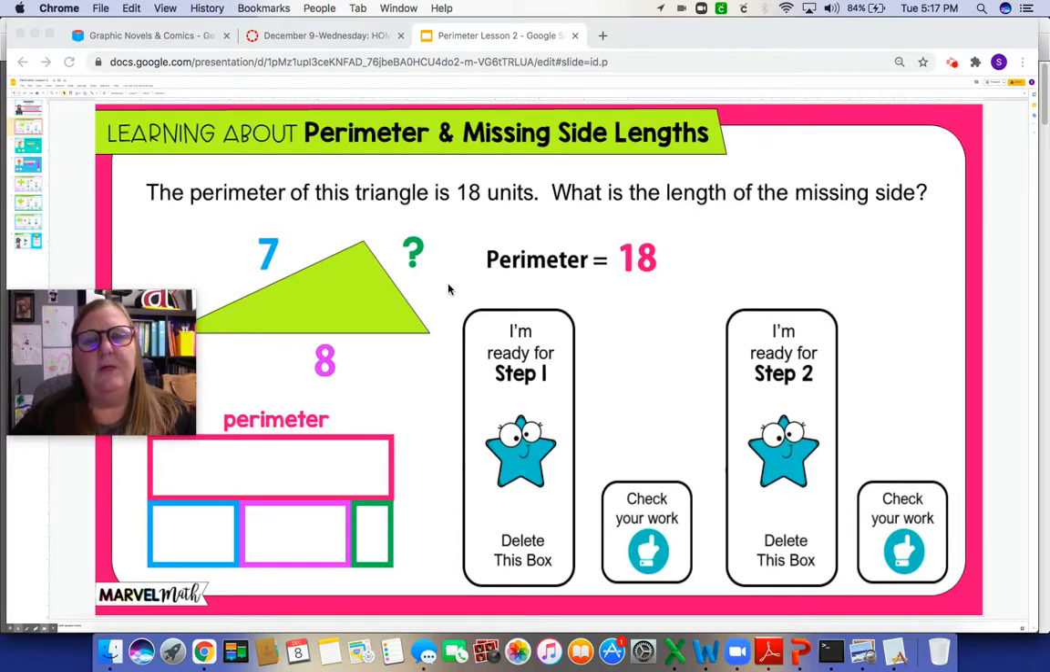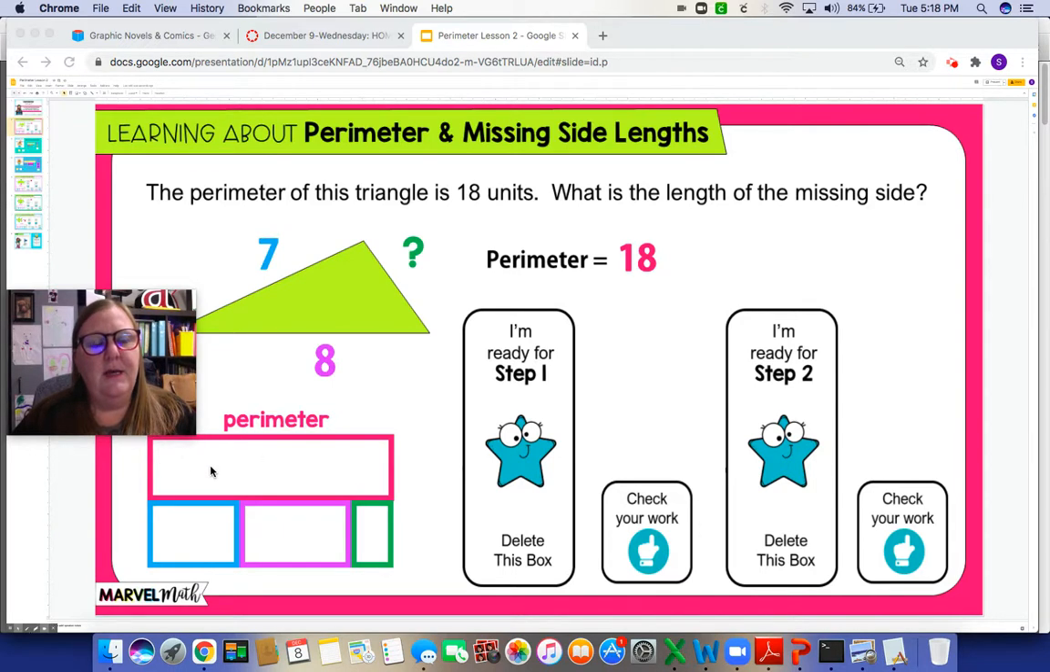So again, we know that perimeter is around an object, and we know that to solve for perimeter, we add up all those sides. You will also notice today in the slides that the numbers are color coordinated with the boxes to help you know where they go. And it's as simple as clicking on it and dragging it into its spot. So we're going to use this diagram, the strip diagram.